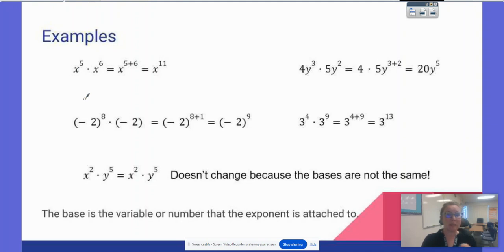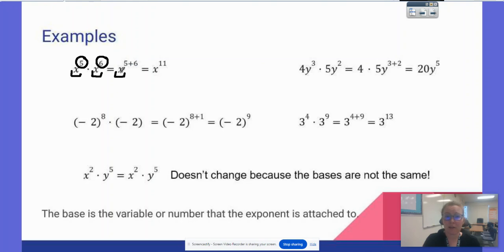Some of them are going to be a lot more challenging, and that's okay. So here, first, we always want to check, are the bases even the same? We have an x and an x, which means, yep, the base is the same, so I know the base at the very end is going to be an x. So then my exponents, we can just add those together.